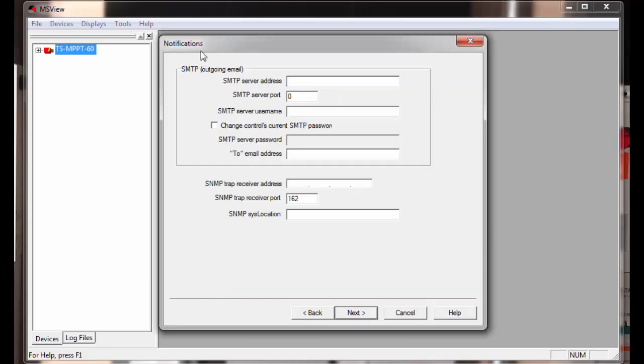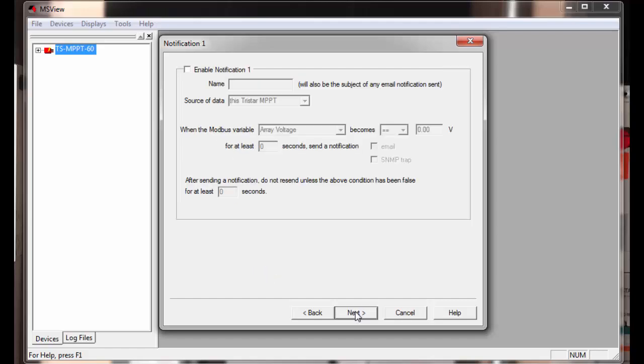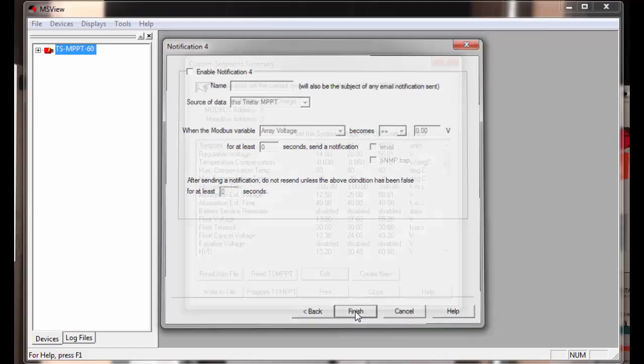And then going on to the notifications. So the rest of the programming is more communication settings, setting up SMTP email notifications and SNMP traps. So this is something we'll cover in another video at some point, but there is information in the communications document. But for now, we're just going to skip through the notifications and finish the custom settings.